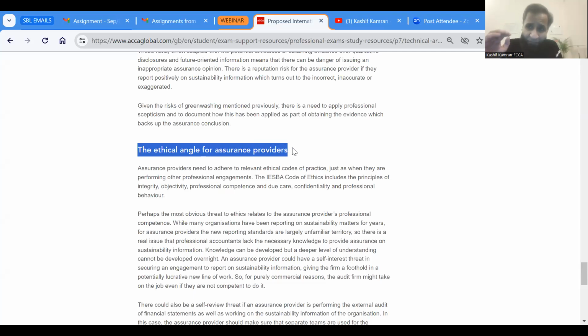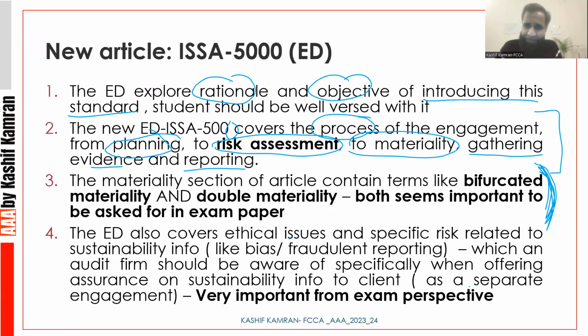So please ensure every heading of this article is read. And for every heading, make short notes if you are a self-study student. Is that clear to all of you? Has the message about the new article and the way it could be tested been disseminated to all of you through this webinar? If you are my registered student, this article has been covered, you know how to go about it, right?